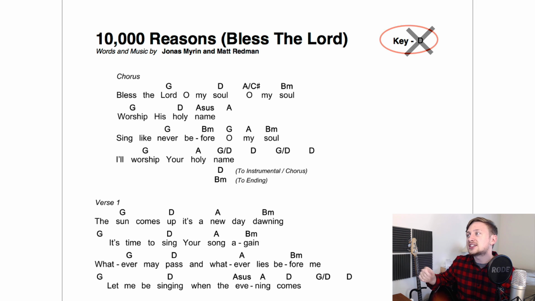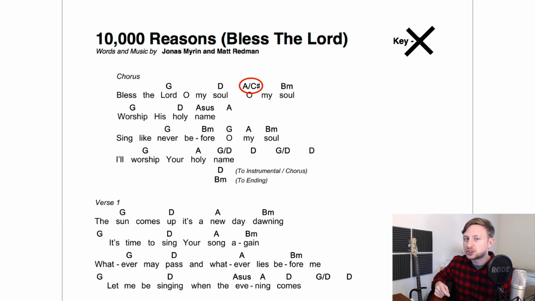Okay, but what if it didn't tell you what key it was in? And then maybe another good question is, well, what if I wanted to play this song in a different key? Well, we're going to start with looking at the chords we have available to us, and then we're going to use the cheat sheet to figure that out. So, the first chord in this song, which begins the chorus, is G. Then we've got a D chord. Then we've got this chord, this A over C sharp.